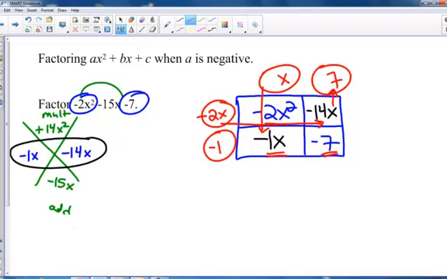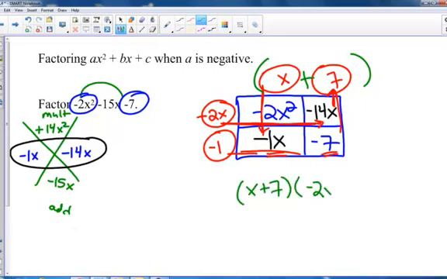Now, let's check this out. Negative 2x times x is negative 2x squared. Negative 2 times 7 is negative 14x. Negative 1 times x is negative 1x. Negative 1 times 7 is negative 7. This way, my factored form is x plus 7, negative 2x minus 1.